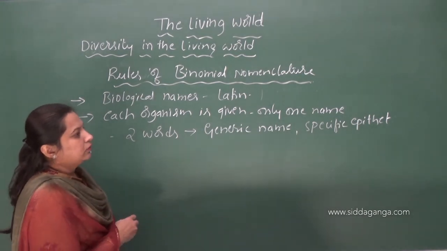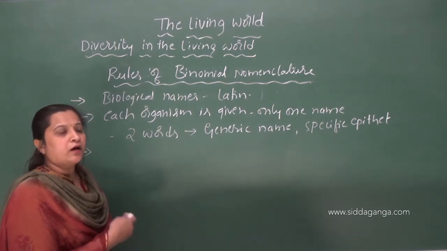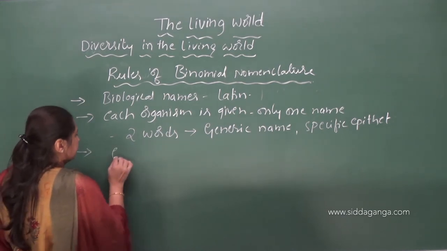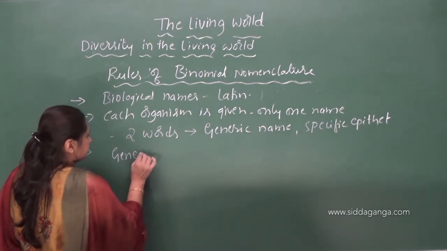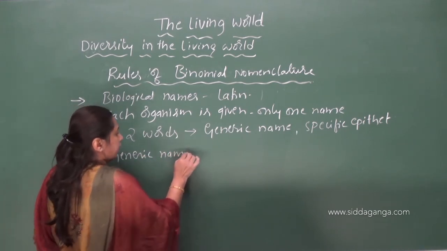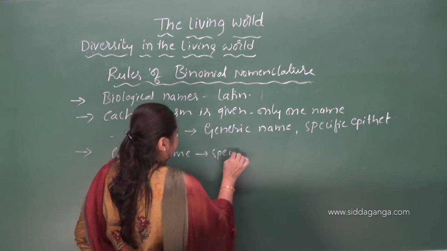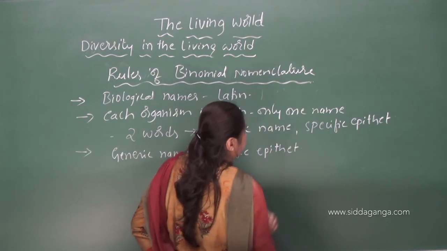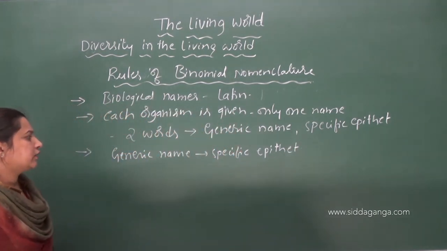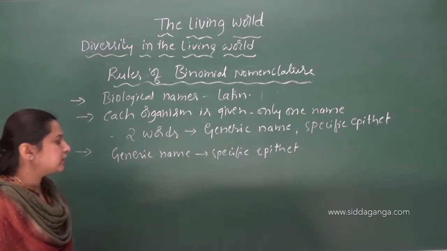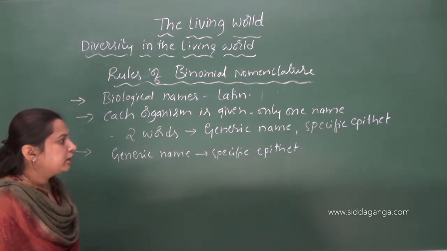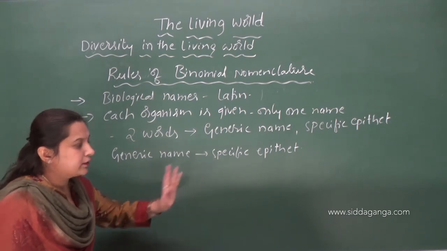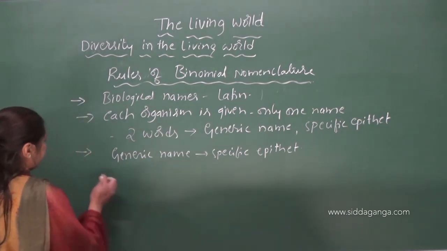So while writing the name of the organism, the first name we should write is the generic name. So first is the generic name, and it is followed by the specific epithet. So in binomial nomenclature, the first word is the generic name, and the generic name is followed by a specific epithet. So the genus name should be written first, later we have to write the specific epithet, the specific name of that particular organism.